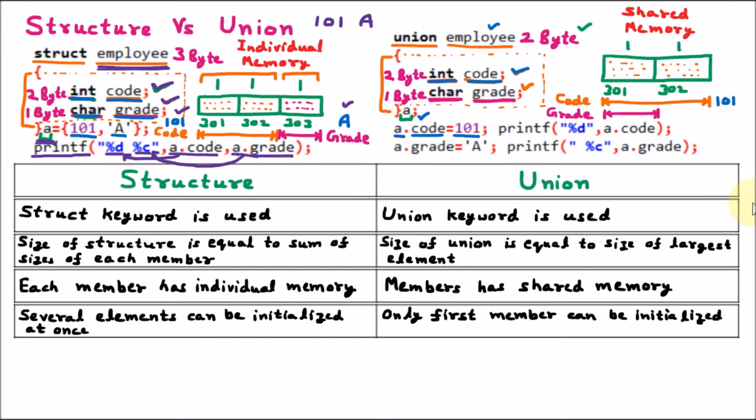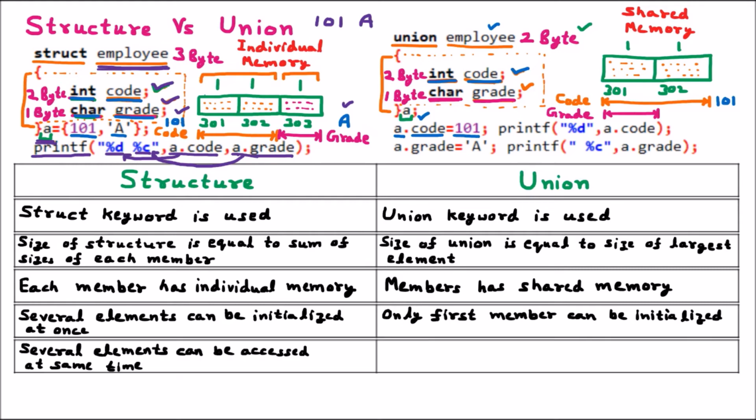Here we can access both members together in a single line. The reason is the individual memory. In the structure, we can access multiple elements at the same time, because they have their own memory. Because of the individual memory, everybody can be accessed at the same time.